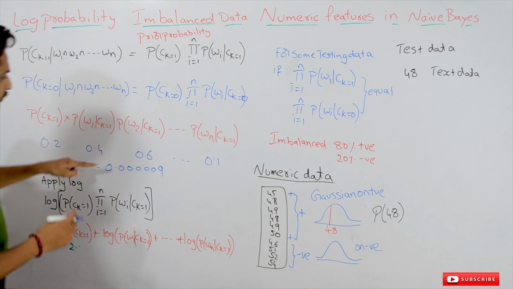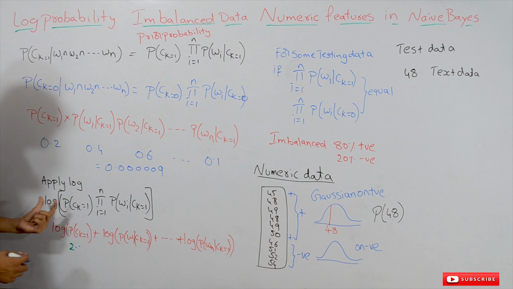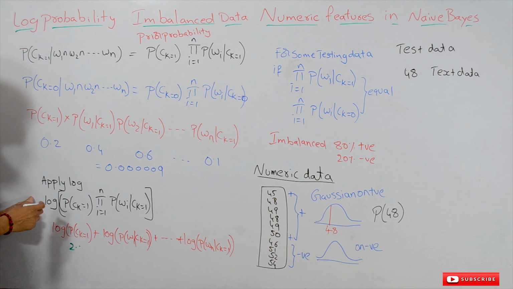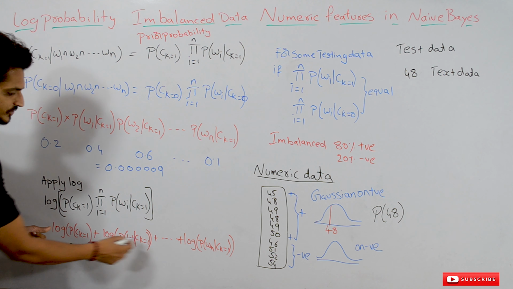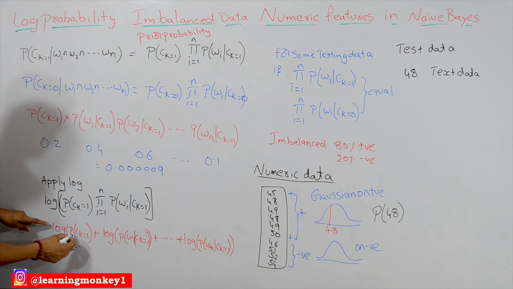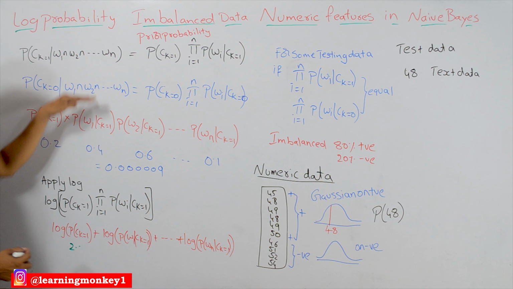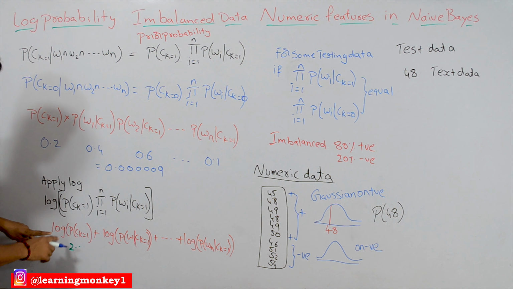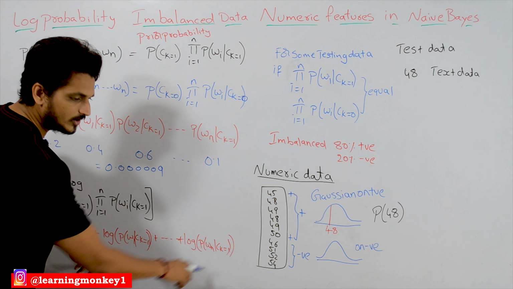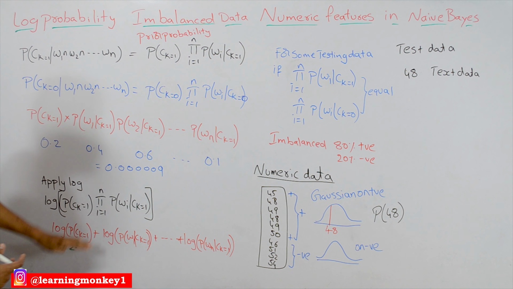To overcome this problem, we apply log on the probabilities. Whenever we are multiplying, if you apply log on that, the log of multiplied values is converted into addition. That's the basic logarithmic formula. So log of probability of Ck equal to 1 plus log of probability of W1 given Ck equal to 1 plus so on. Multiplication is converted into addition, and when you apply log on a probability value like 0.6, the values come out like 2 point something, 5 point something, 10 point something. So it is easy to do calculations. That is what log probability means.